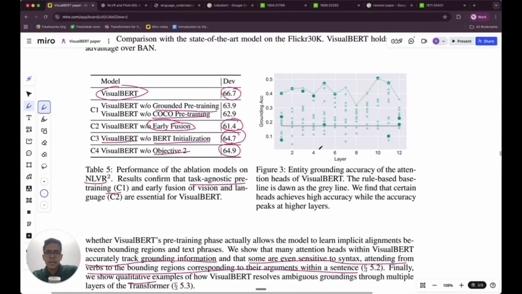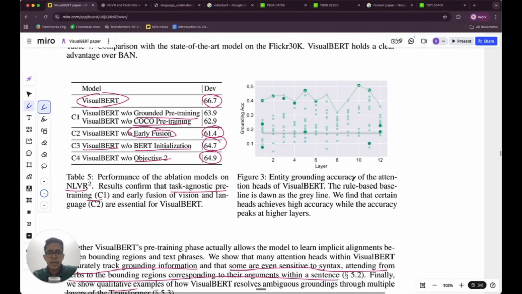Then figure 3, we did not look at this yet. Entity grounding accuracy of the attention heads of VisualBERT. The rule-based baseline is drawn as gray line. We find that certain heads achieve high accuracy while accuracy peaks at higher layers. So the grounding between the bounding rectangle and the phrase in the caption, the alignment between those two are higher in the later layers than in the early layers is what this is showing.